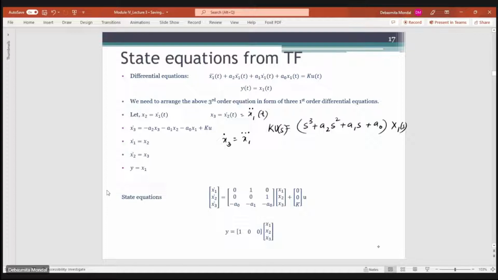X1 double dot is nothing but x3. Then you have minus a1 into x1 dot. X1 dot is nothing but x2, so you write x2 over here. Then you have minus a0 into x1 plus k into u.